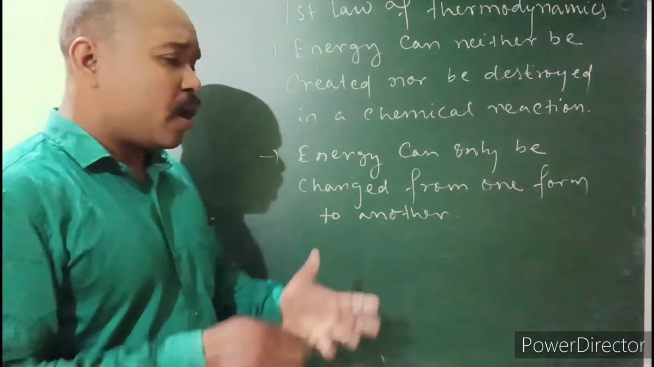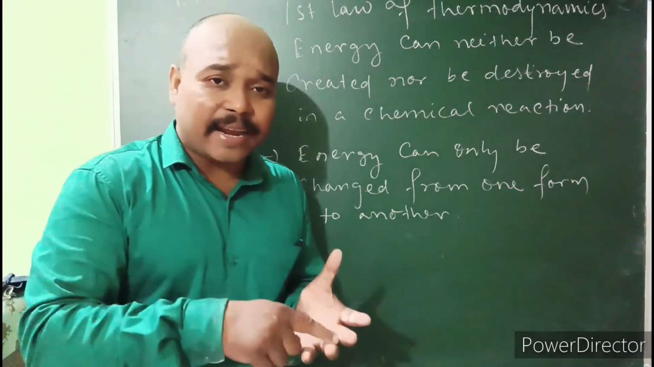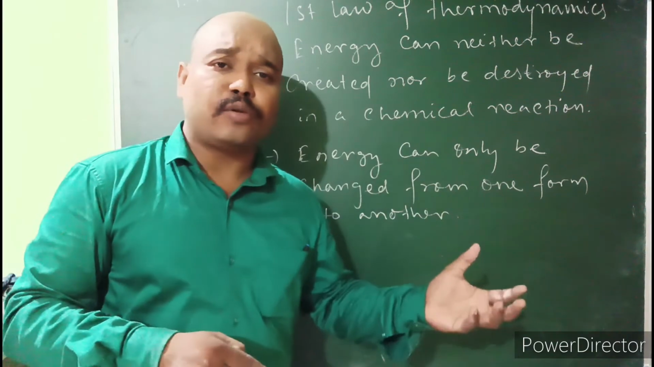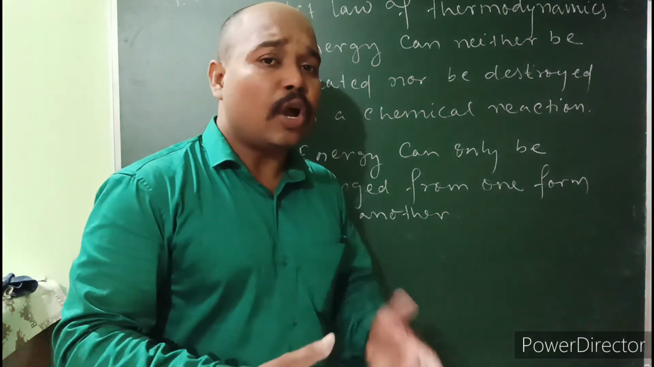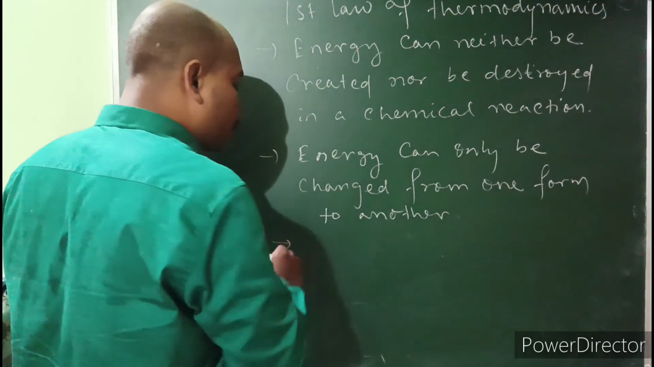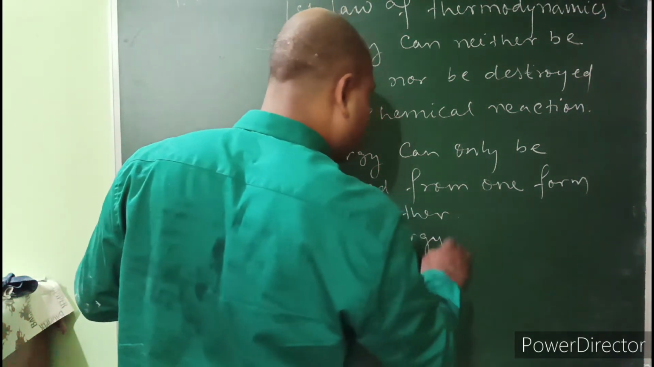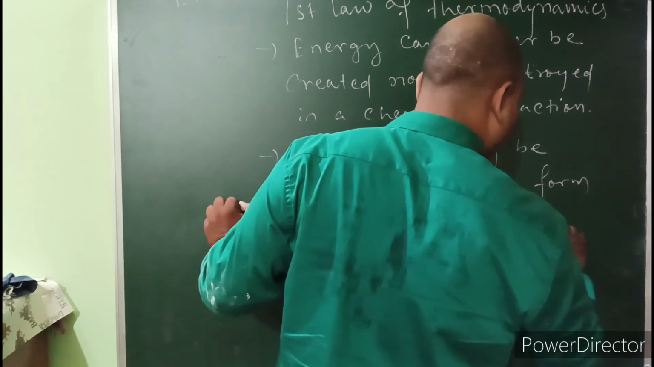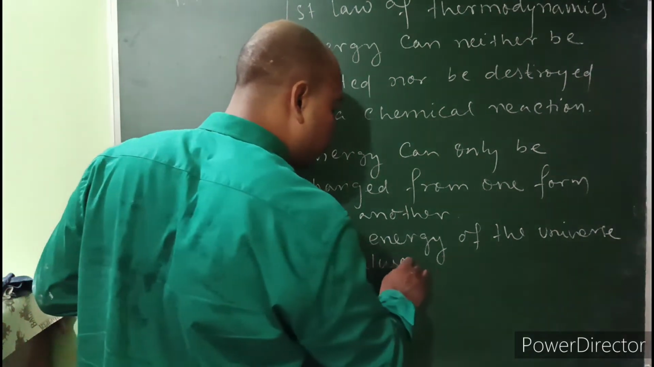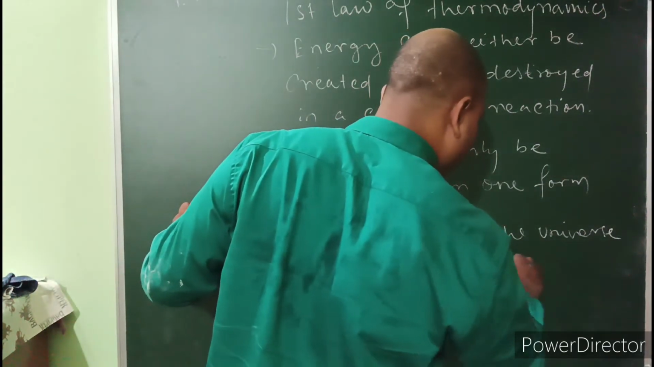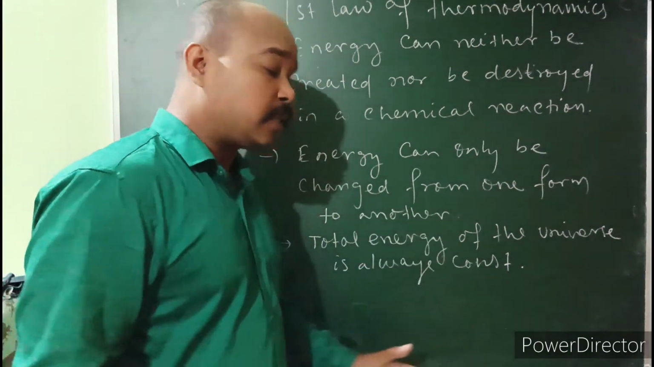We can see we are converting the kinetic energy present in water to electrical energy. Then electrical energy is converted into light energy, mechanical energy and other energies. But we cannot produce energy or destroy energy. So the third point is that the total energy of the universe is always constant.